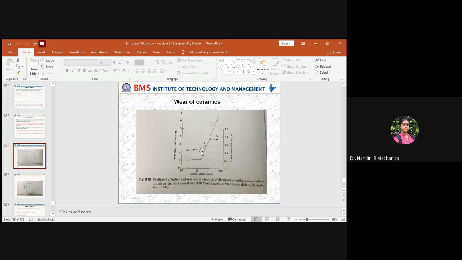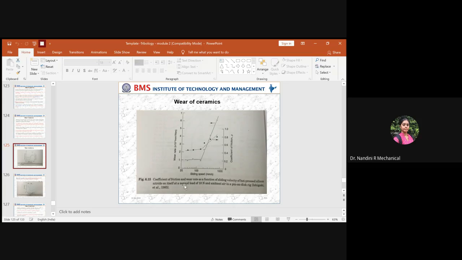It has to be below 100 per second to see that the coefficient of friction is the least. So above 100 per second, it gradually enhances. Similarly, now you have to come to the wear rate. So what happens in the case of wear rate?